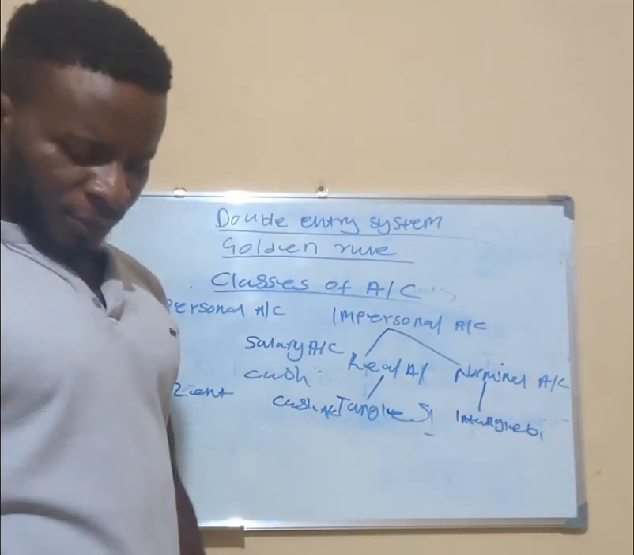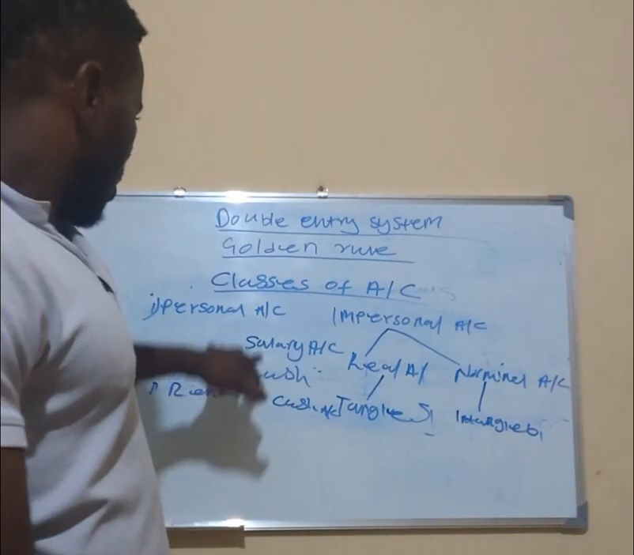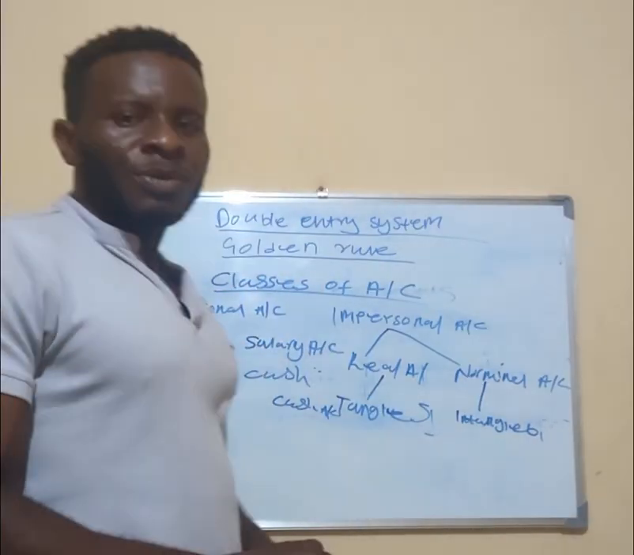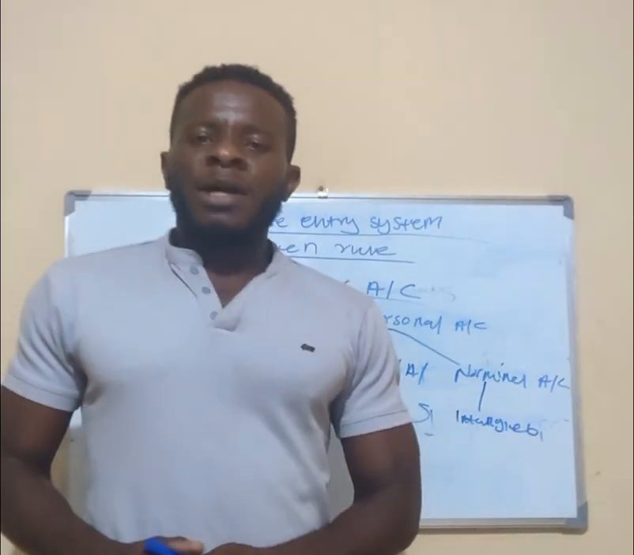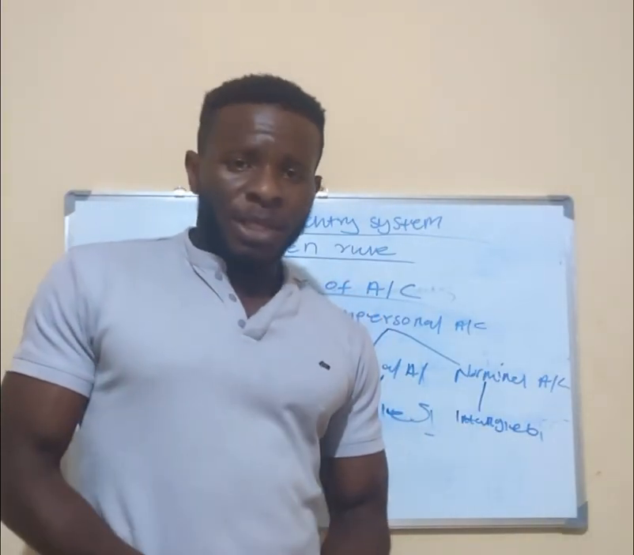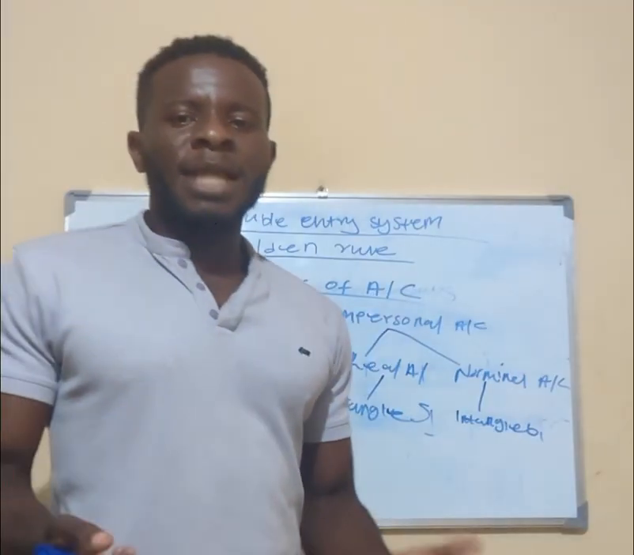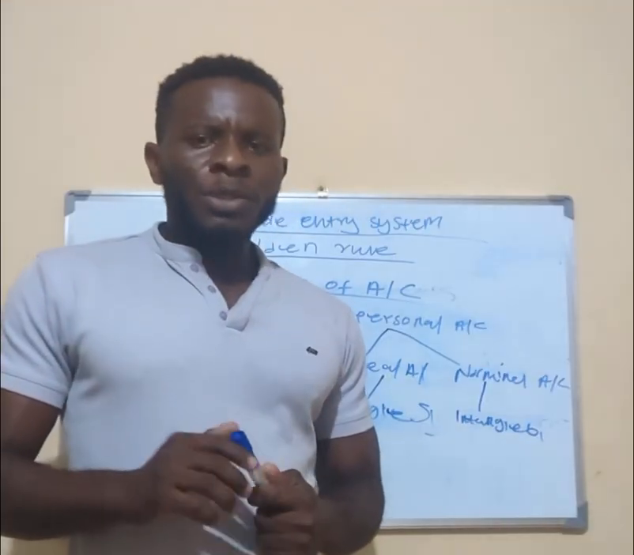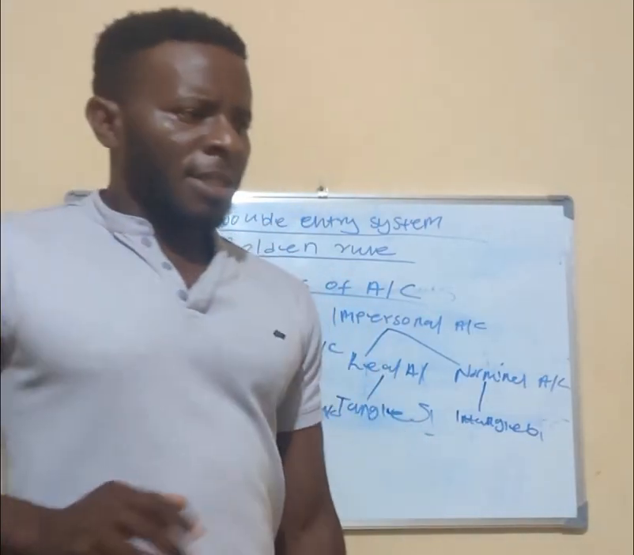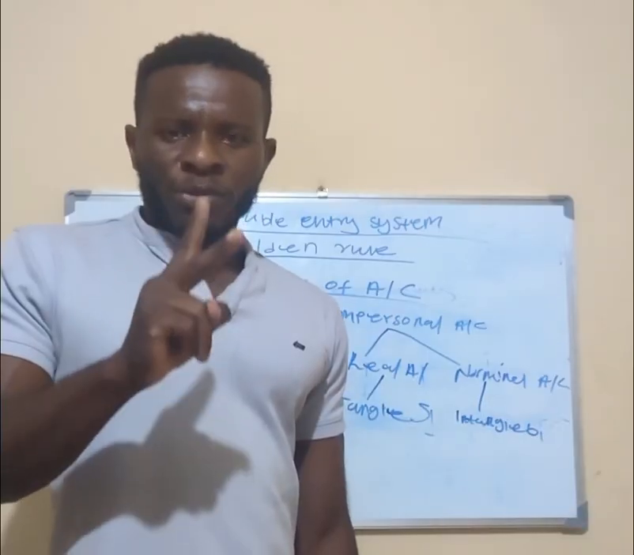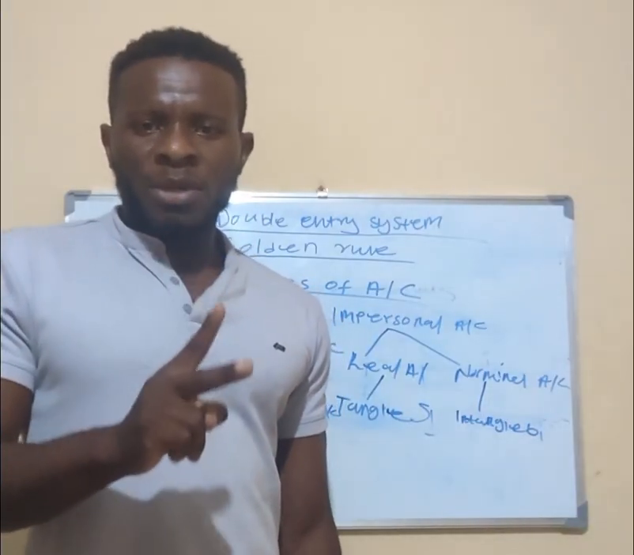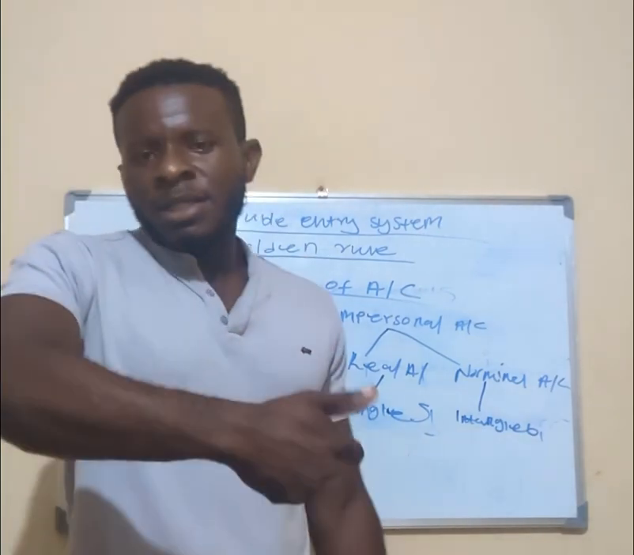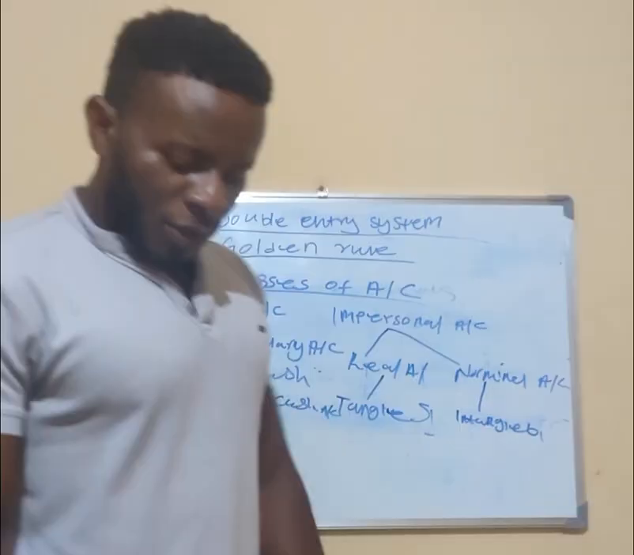So now we are still talking about the golden rule, which is also known as the double entry system, where I earlier explained that it has double effect on both parties involved. In every transaction, there are two accounts. There's an account that is giving, and there's also an account that is receiving. So this is what we are going to talk about.